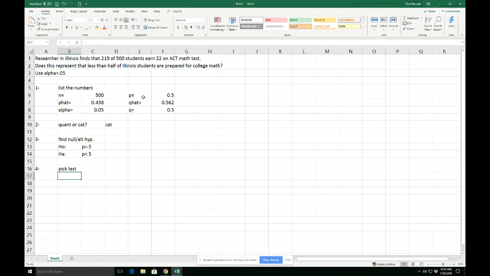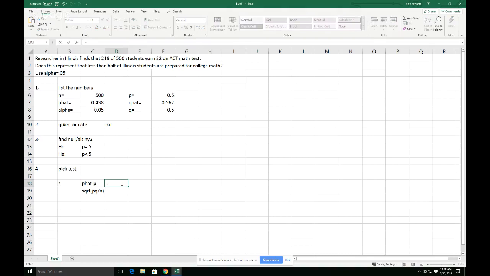It's a one proportion test. So I'm using this one here, right? Z equals P hat minus P over the square root of PQ divided by n. Okay?